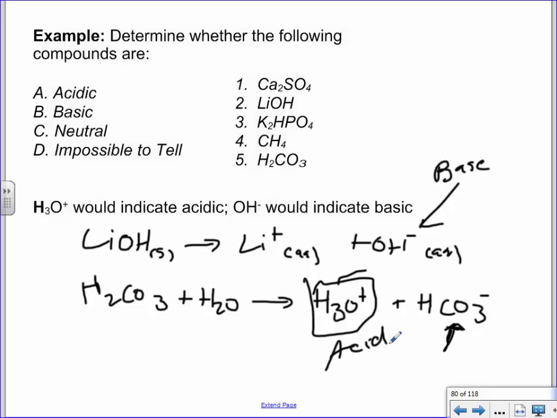Let me try a more challenging one. Let's try the first one now. So this one right here, most of you would have known this one was a base without me even telling you. I bet most of you would have known that this one was an acid, again without me telling you. But what about the remaining three?